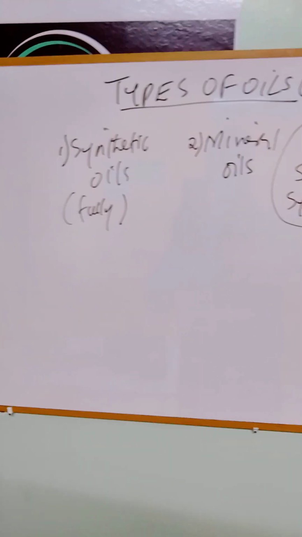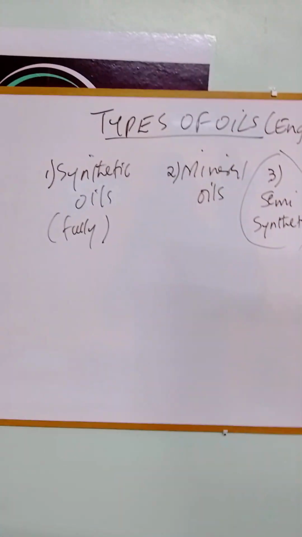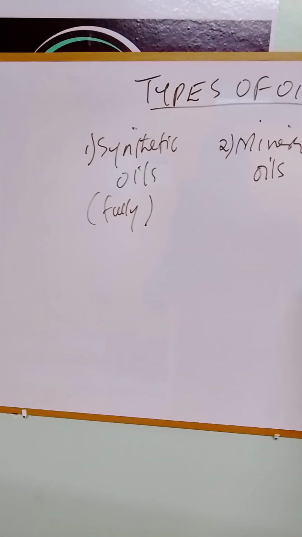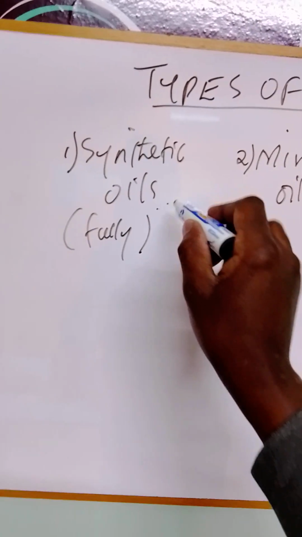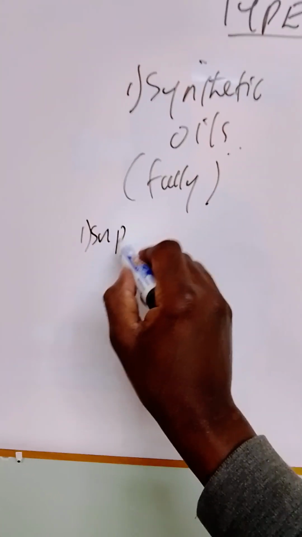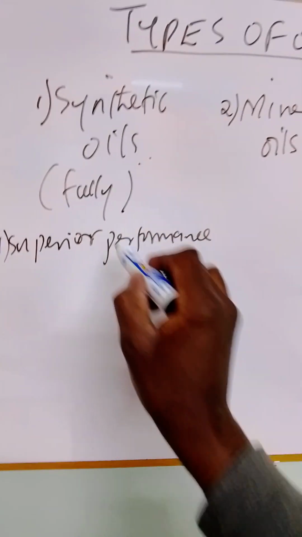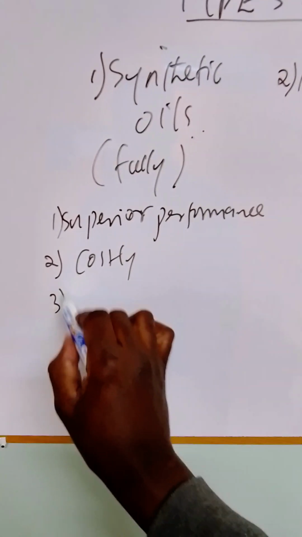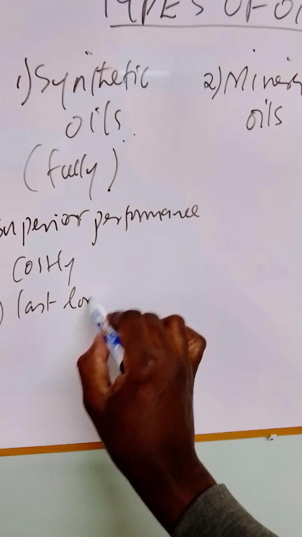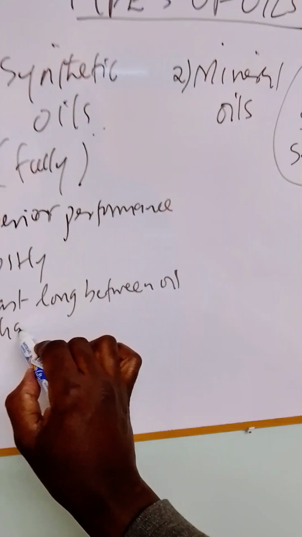So it shares the same properties. It basically has half properties of synthetic oil and half properties of mineral oil. And the purpose of making a semi-synthetic oil is because synthetic oils are usually more expensive than mineral oils. Synthetic oils are superior in performance. So these ones have superior performance. Number 2, it's costly. Number 3, they last long between oil change intervals.